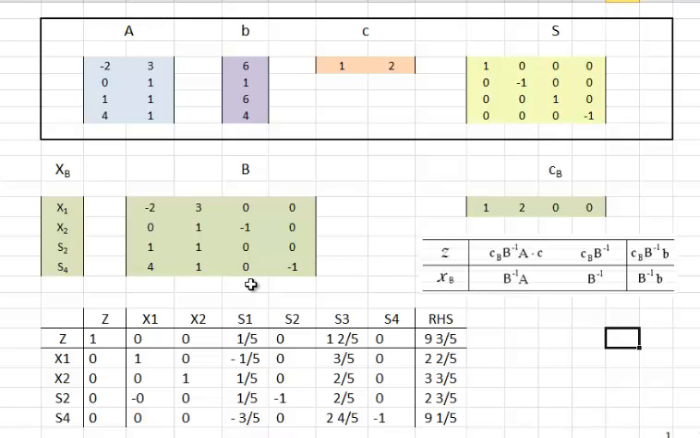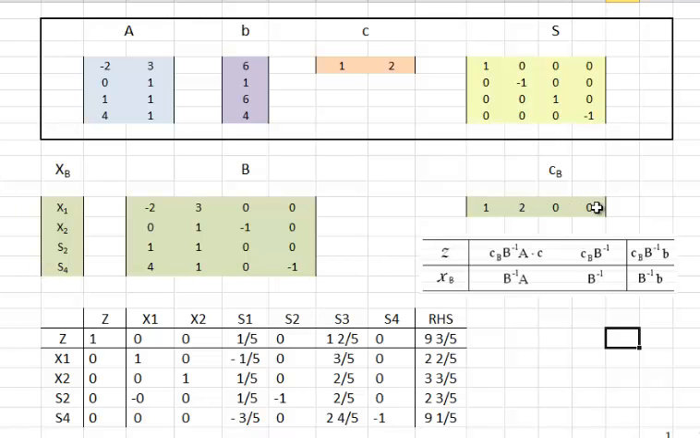And S4, which is this column, same as S4. I would write the CB, the coefficient of the objective function of this basis. X1 is 1, X2 is 2, C1, C2, and for S2, which doesn't exist in the objective function, it is 0. For S4, the same way.